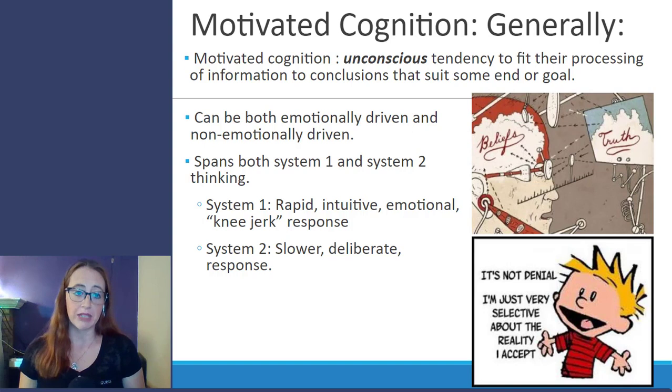This is an umbrella term that encompasses a lot of different biases and ways of thinking. So let's talk about some of the general ways that people go about doing this first. It's important to note that no matter what we do, no matter how smart we are, no matter how much we know specifically about these, we can never truly be rid of them. Intelligence does not save you. It can actually make it worse.